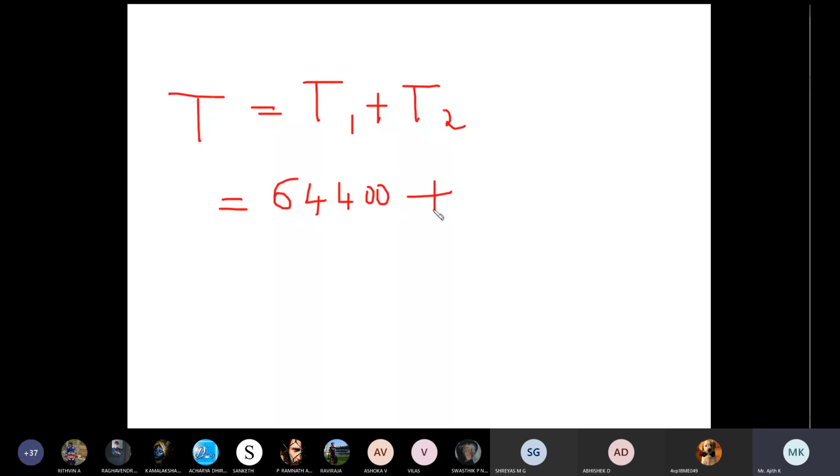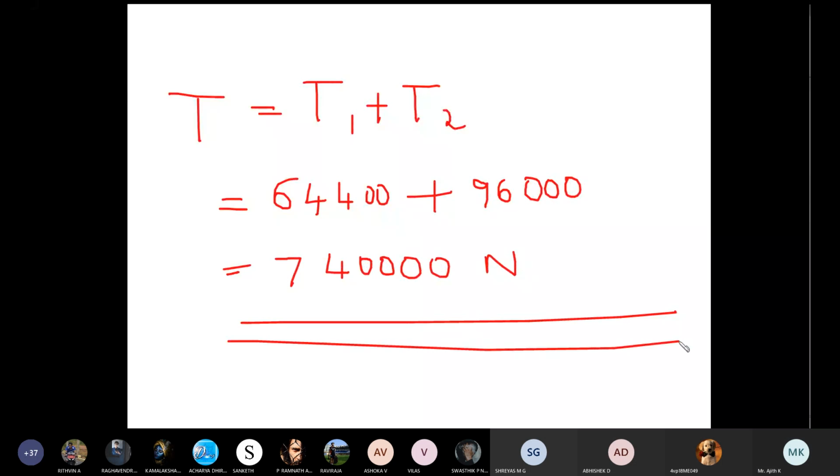Now the final answer. Total torque is equal to T1 obtained in the first part plus the torque obtained in the second part. The torque obtained in the first part was 64,400. And the torque obtained in the second part is 96,000. So by adding these two, you will get the final answer, the final torque.